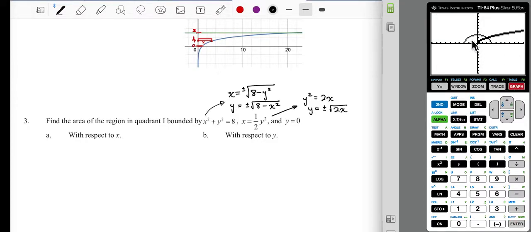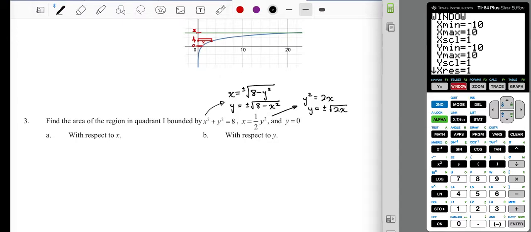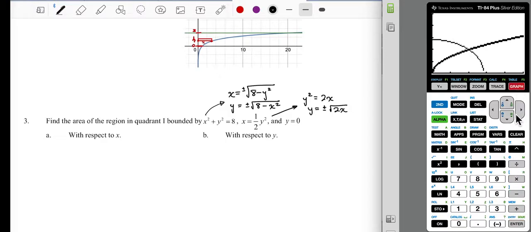And then if I only want the part in quadrant 1, what I can do is just restrict my domain. So instead of going from -10 to 10, I go from 0 to, I don't even need to go to 10, maybe 0 to 5 for x and y. So 0 to 5, 0 to 5. Take a look, not too bad.